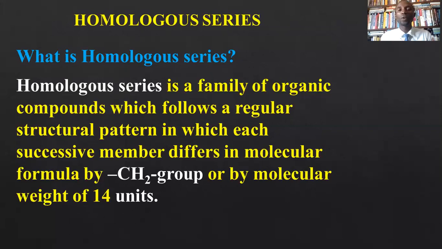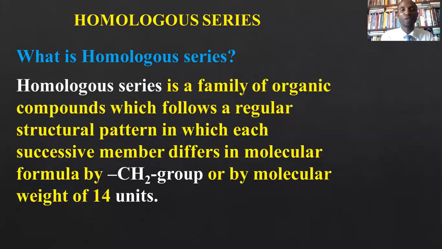Now, they are families, but they follow a regular structural pattern in the sense that the formula of one member will be different from the next one by CH2. Or if you calculate the relative molecular mass, they will differ from each other by 14. Now, that is what we mean. It's a family. Alkane is a family. Alkene is also a family. Alkyne is a family. Alkanol is a family. Alkanoic acid is a family. Alkanoate is a family, and all of that. And they follow a structural formula in order for you to generate their membership. That is what we mean by homologous series.